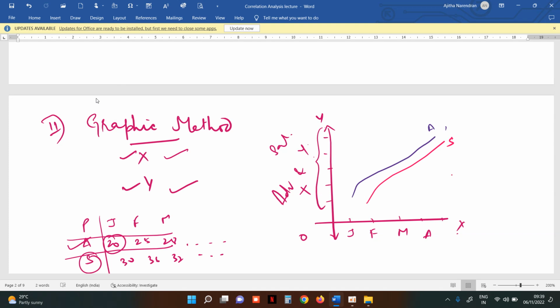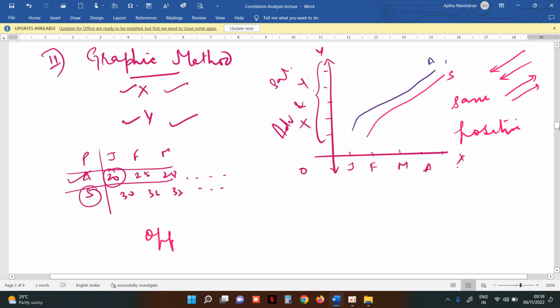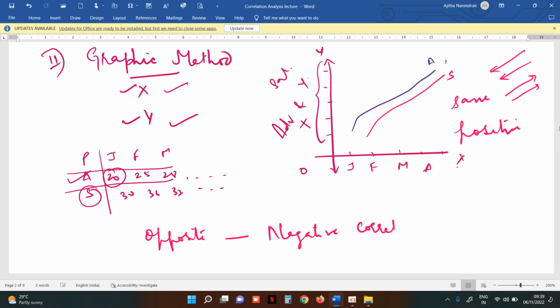Both are moving in what direction? Same direction. If it is falling, it is coming in the same direction. If it is increasing, it is moving in the same direction. At that time, we can say it is positive. If it is moving in the opposite direction, then only can we say it has a negative correlation. So this is a graphical method. The first one is scatter diagram method and the second one is graphic method.